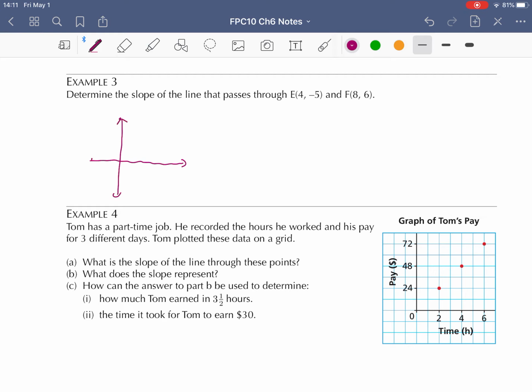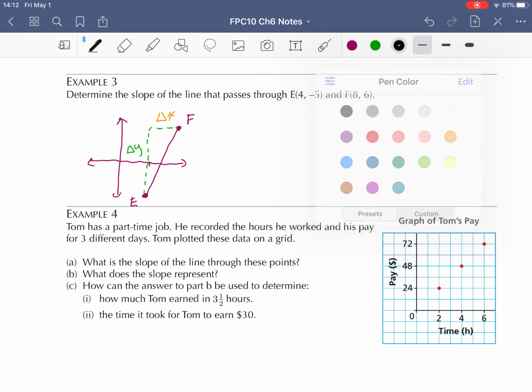Alright, so I'm just going to give a quick sketch to see what's going on. Now E is at (4, -5), that's somewhere down here. This is point E. And F is at (8, 6), so (8, 6) will be somewhere up here. This will be F. Alright, so right there, there's going to be a rise, change in y, and there's going to be a change in x. So from our sketch, it's looking like it's a positive slope.